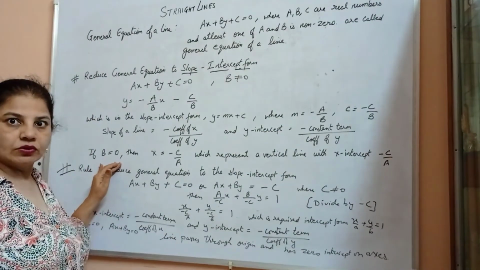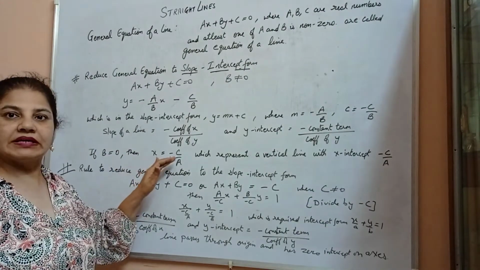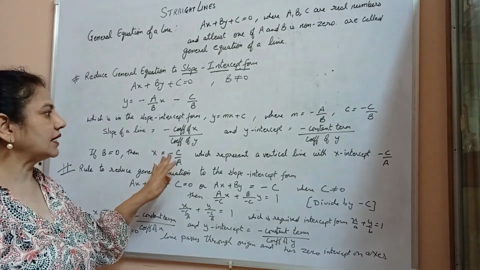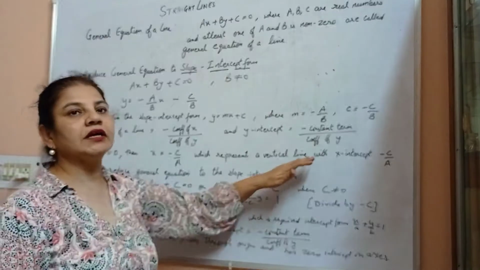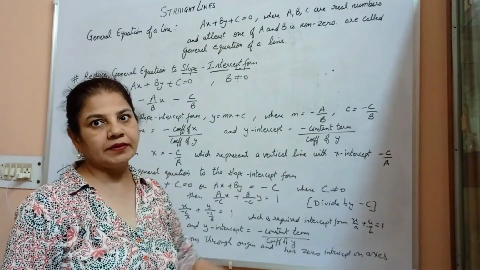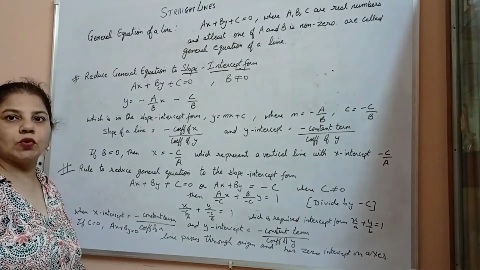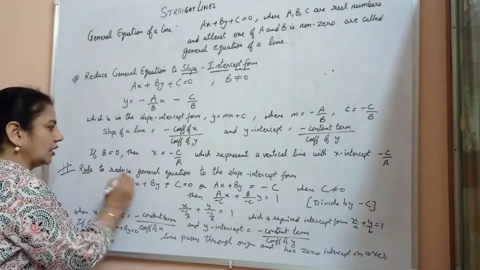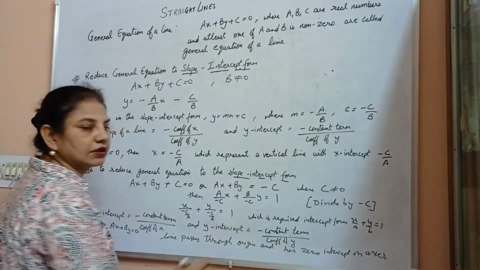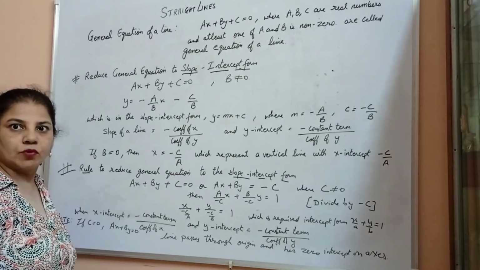If b is equal to 0, in that case x is equal to minus c by a, which represents a vertical line with x-intercept as minus c by a. So, the rules to reduce the general equation to slope-intercept form.